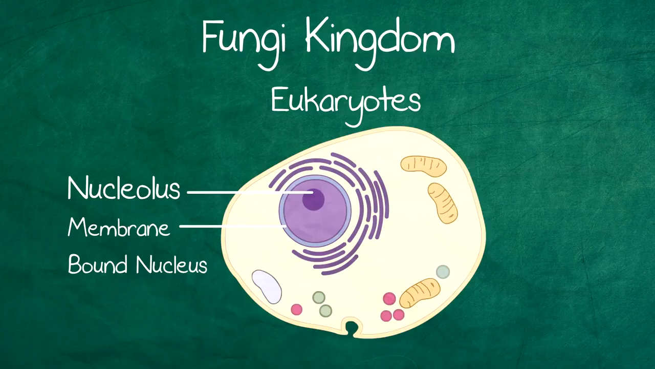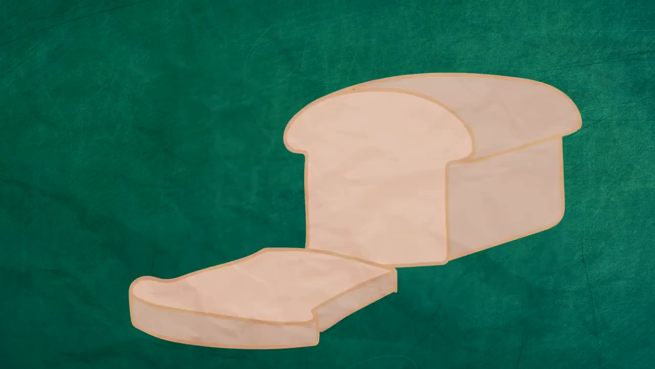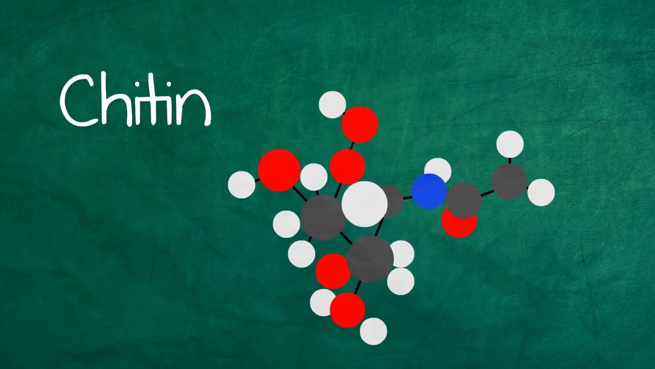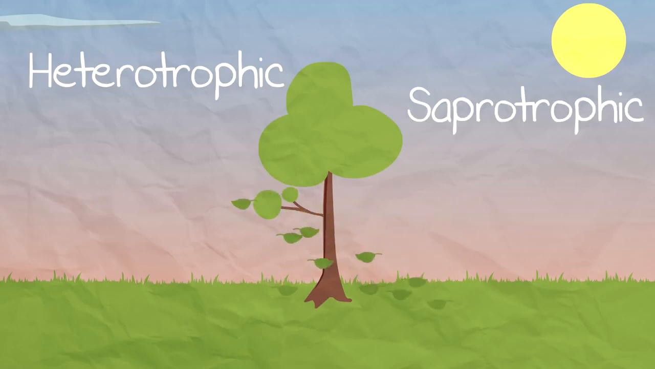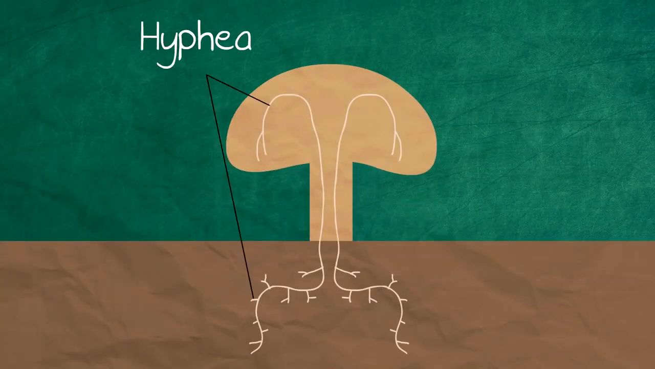The fungi kingdom are eukaryotes and can be multicellular like animals and plants, but could also be unicellular such as yeast. They have cell walls like plants but have a substance called chitin rather than cellulose. They are heterotrophic and saprotrophic, meaning they decompose, so they break things down, or are parasitic. The body of a fungus is composed of thin filaments called hypha. They secrete enzymes, do external digestion, and then absorb the resulting nutrients.